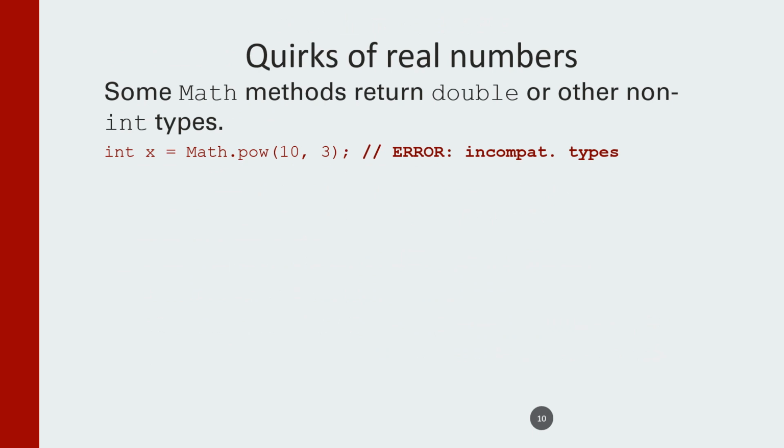There are a couple things to be wary of as we are using the Math class or even doing basic arithmetic operations. For example, some math methods return double or other non-int types. You might expect Math.pow to return an int. If I just do 10 to the 3, then I know that I should be getting 1,000, so that should just be an int, right? But that's not going to be the case. So you're going to get an error if you try to say int x = Math.pow(10, 3), because that type is not the type of Math.pow.